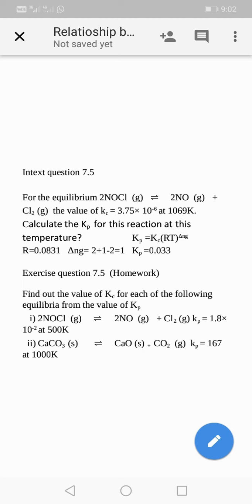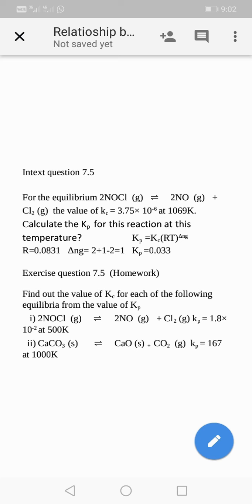Now we can see some numerical questions. First question is an in-text question. The equilibrium equation is given, along with the value of Kc, and we calculate the Kp for the same reaction. So what is the equation connecting these two? Kp is equal to Kc into RT all raised to delta Ng. Kc is given already, R we know, and temperature is given in the question.